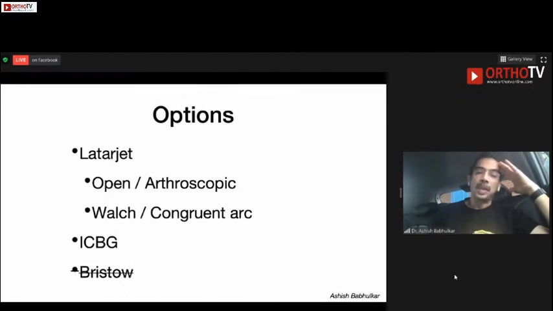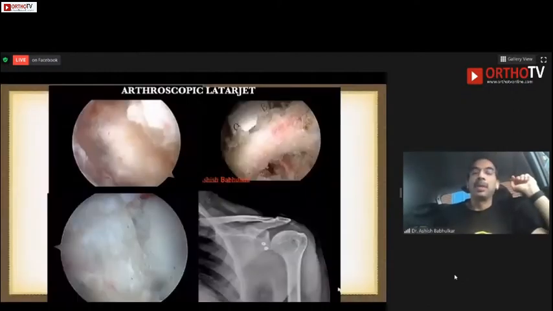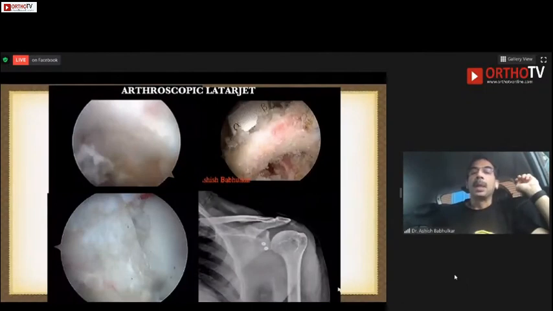The options in the presence of a bone loss are, of course, Latarjet. You could decide open or arthroscopic. You could decide whether you want the Walsh classic technique with the CA ligament or the congruent arc described by Jody Beer. We won't go down that. It doesn't matter whether you do open or arthroscopic or whether you do either technique. Whatever floats your boat, you can work on those. When to use the ICBG is again another issue, and we'll deal with that. And the Bristow, I think, is pretty much historical. We don't need to go down that line.